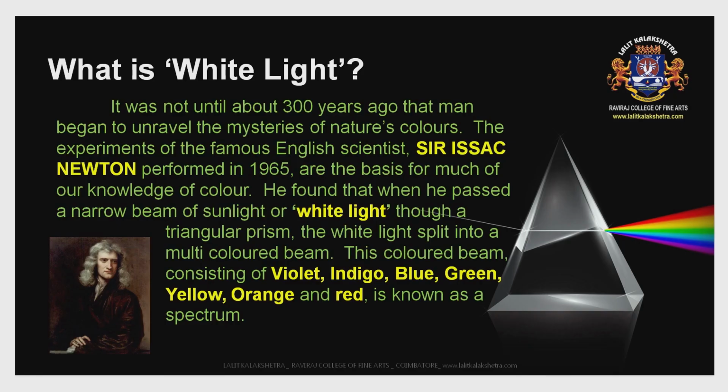What is white light? It was not until about 300 years ago that man began to unravel the mysteries of nature's colors. The experiments of the famous English scientist, Sir Isaac Newton, performed in 1965, are the basis for much of our knowledge of color. He found that when he passed a narrow beam of sunlight or white light through a triangular prism, the white light split into a multicolored beam. This colored beam, consisting of violet, indigo, blue, green, yellow, orange and red, is known as a spectrum.